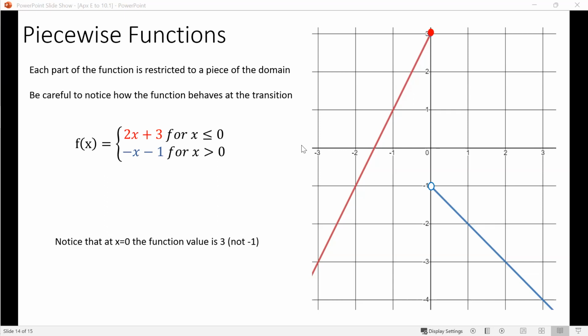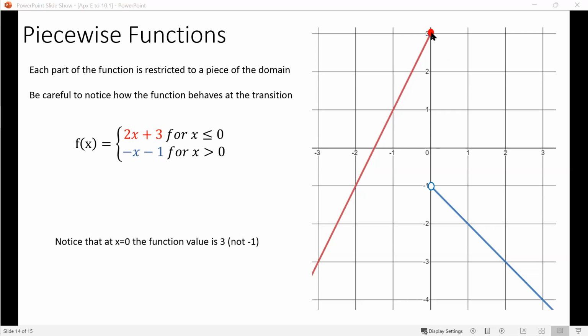When you do a vertical line test, a vertical line run across your graph should not overlap the pieces. The important thing is to notice how the function behaves right at the transition. So in our example, f of x is 2x plus 3 for all x values less than or equal to 0, and it's negative x minus 1 for all x values greater than 0, but not including 0.